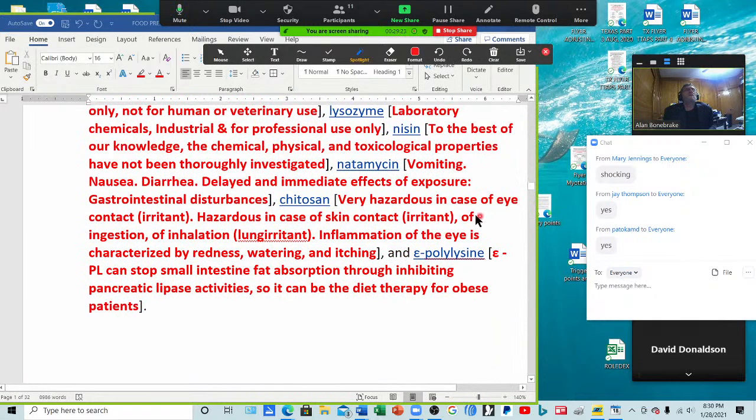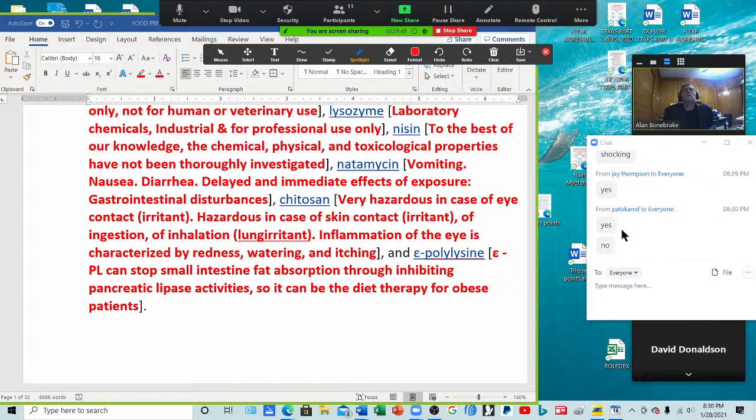Chitosan, very hazardous in case of eye contact, irritant, hazardous in case of skin contact, ingestion or inhalation. Inflammation in the eye is characterized by redness, watering, and itching. Chitosan, all of us have seen that. How many of you knew that stuff about chitosan? Come on, let's have a little... Okay, no. Okay, we're all learning something.